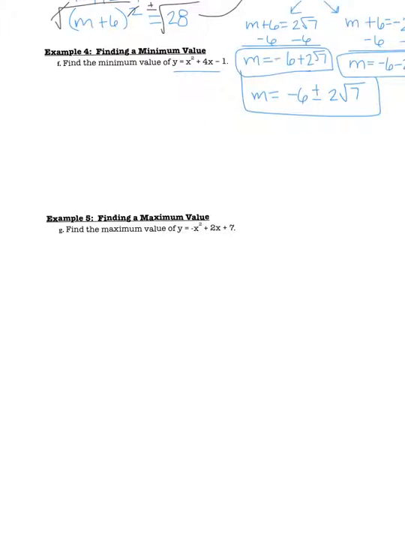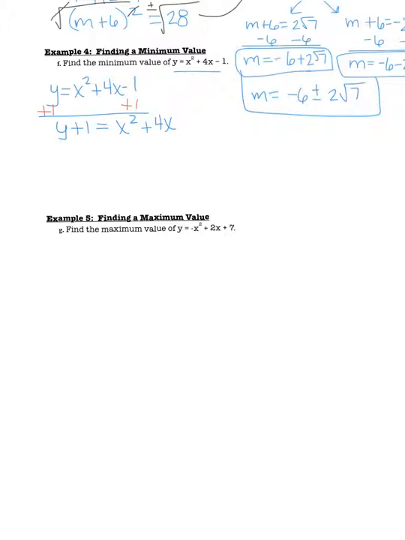Okay, so in order to do this, we're going to write this in vertex form by completing the square. So let's move the constant to the other side of the equation. So we have y equals x squared plus 4x minus 1. The constant is 1, so we're going to add 1 and bring it over to the other side. So now we have y plus 1 equals x squared plus 4x.